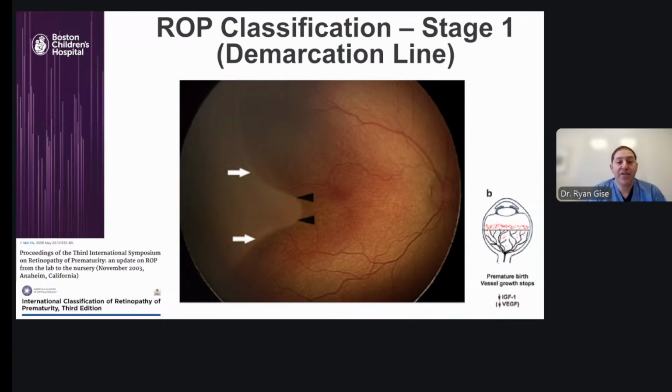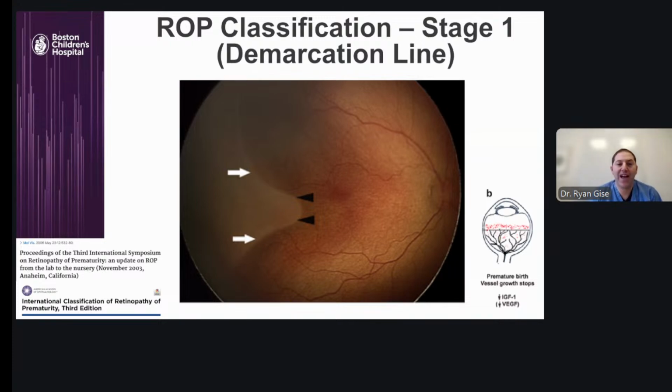One of the things that iCrop 3 also introduced is this concept of the notch. So a notch is temporal. It is often right in line with the macula. And when we're classifying ROP zone, we will classify it by the most posterior zone that it is. So remember, everything's backwards. Anterior is far out in the peripheral retina. Posterior is more towards the back and the optic nerve.